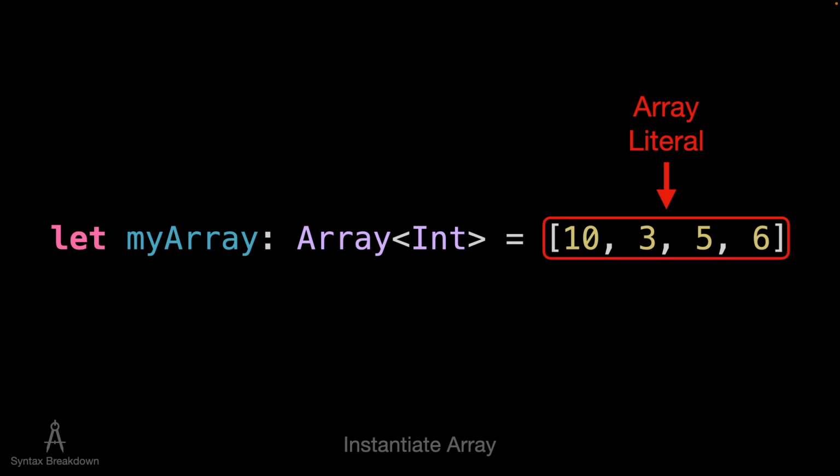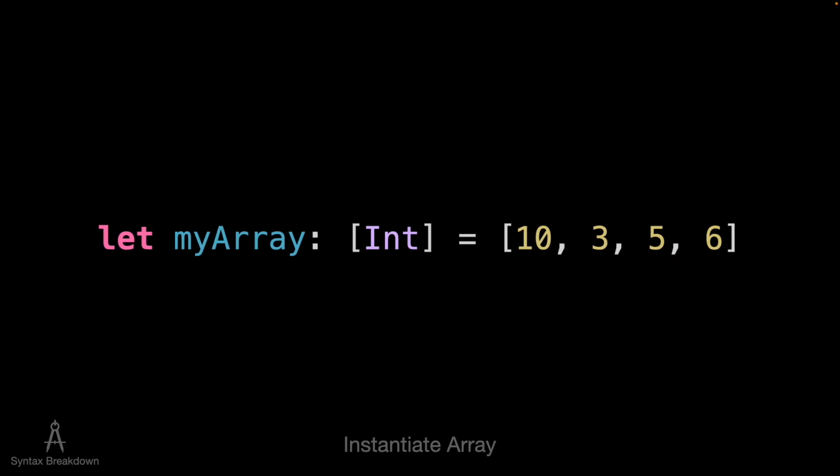So square bracket, you open up, then you do a list of the elements that you want to instantiate your array with. In this case, we do 10, 3, 5, and 6. You put a comma in between them, much like you do parameters for calling a function, and then you close it with a square bracket close.